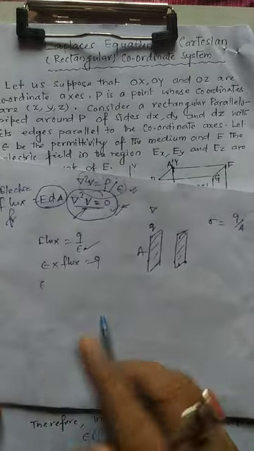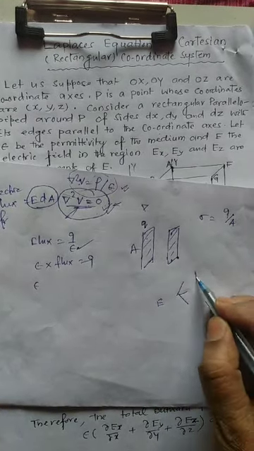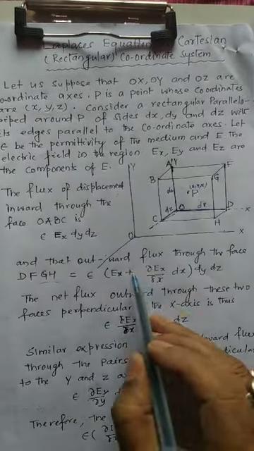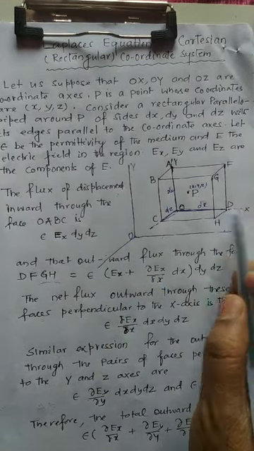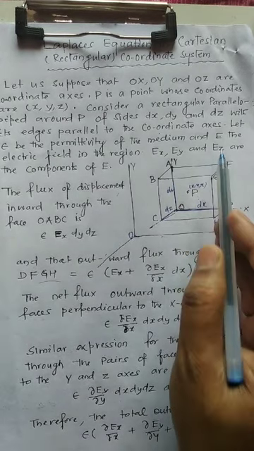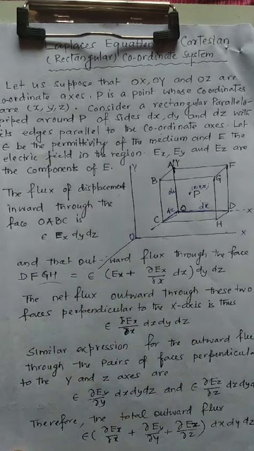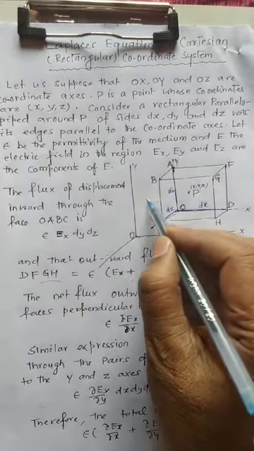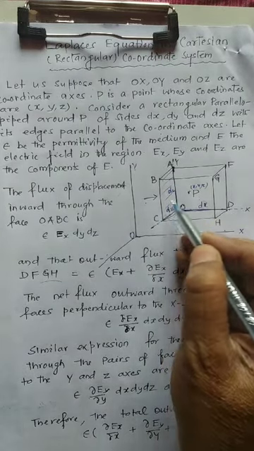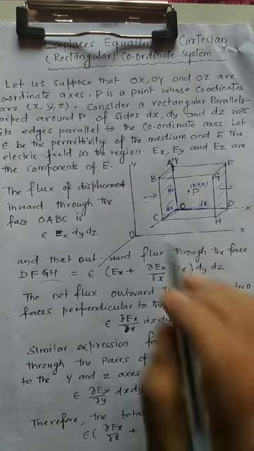So if E is an electric field, it is a vector quantity, so we may take three components, Ex, Ey, Ez. Ex is along the x-axis, Ey along the y-axis, Ez along the z-axis. Now we want to calculate the electric flux. First we will calculate the electric flux that enters perpendicularly to this face, and then the flux leaving this face perpendicularly.